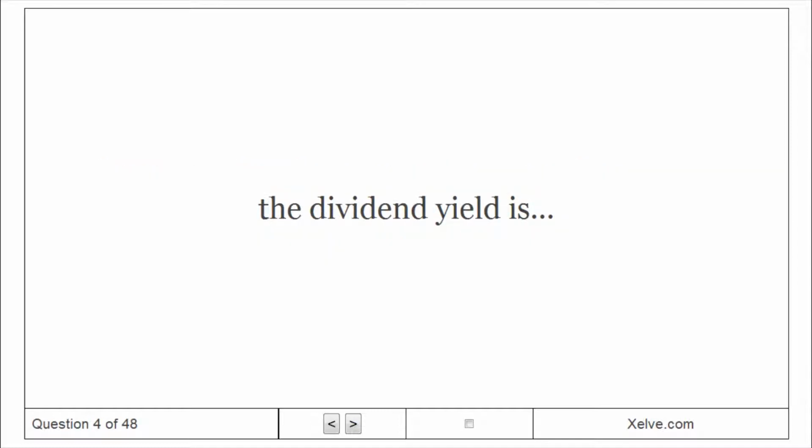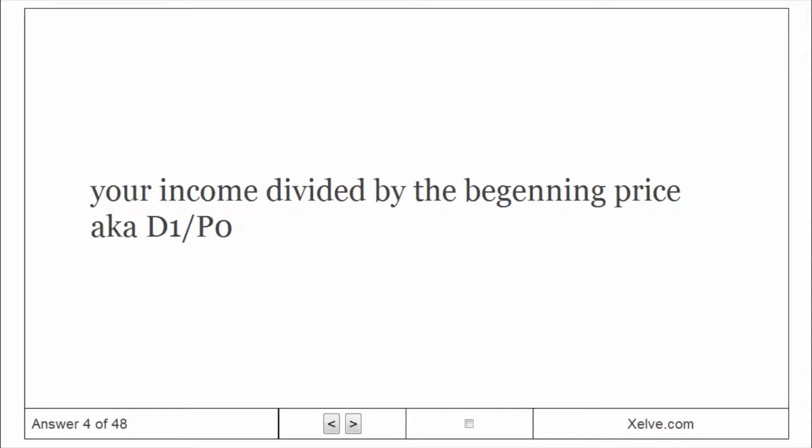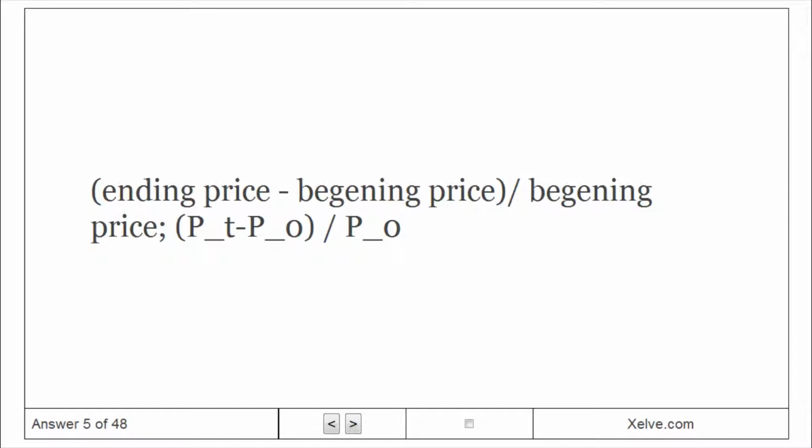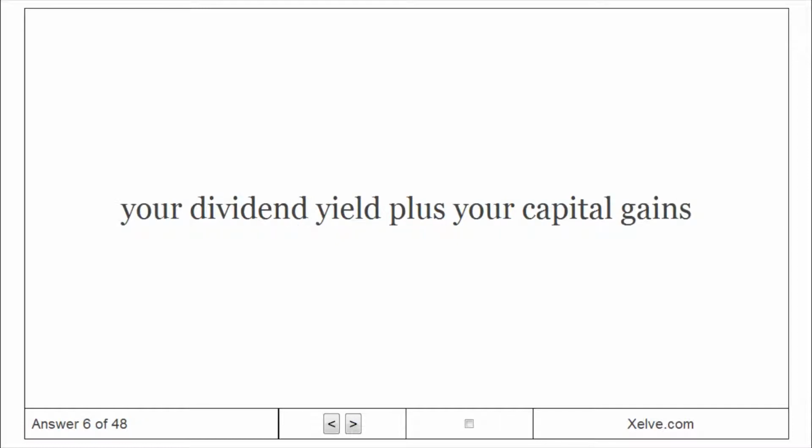The dividend yield is your income divided by the beginning price, aka D1 over P0. The capital gains yield is the change in price over the beginning price, P_0. The total percentage return is your dividend yield plus your capital gains yield.